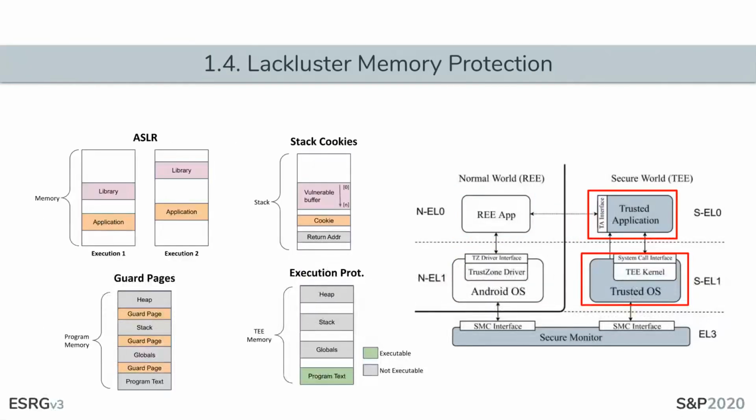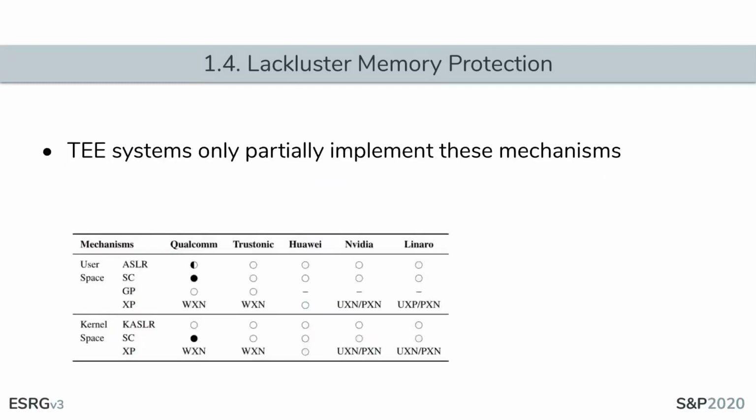The next architectural issue is a lackluster implementation of memory protection mechanisms. This is a problem that's mainly present in trusted OSs and trusted applications, and which facilitates the exploitation of other vulnerabilities. Modern OSs employ various memory protection mechanisms to protect themselves against possible vulnerabilities in their code. These mechanisms include address space layout randomization, stack canaries, page guards, and execution protection. We found that TE systems only partially implement these measures, as you can see on this table, mostly filled by empty circles.